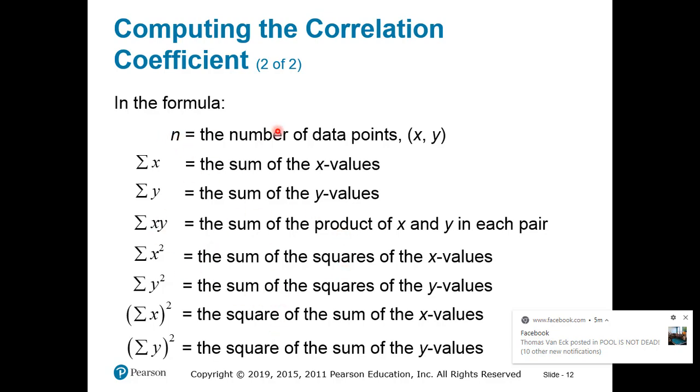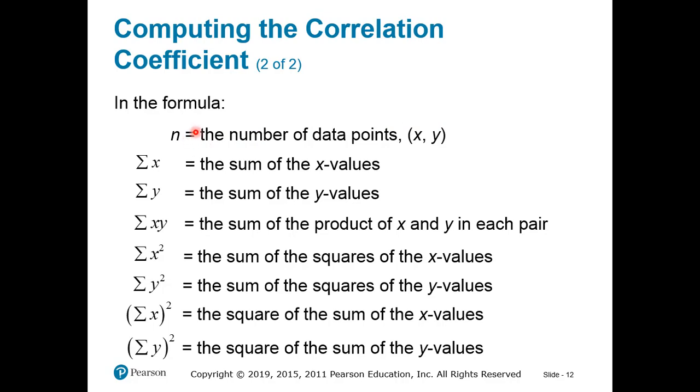Now notice that n is the number of xy pairs. So it's the sample size, because the number of x and y values is normally going to be the same. But to be concise, n represents the number of pairs of data points. We're going to need to know the sum of x, the sum of y, the sum of the products of x and y, the sum of the x values squared, the sum of the squared y values, and then, of course, the sum of x quantity squared, and the sum of y quantity squared.